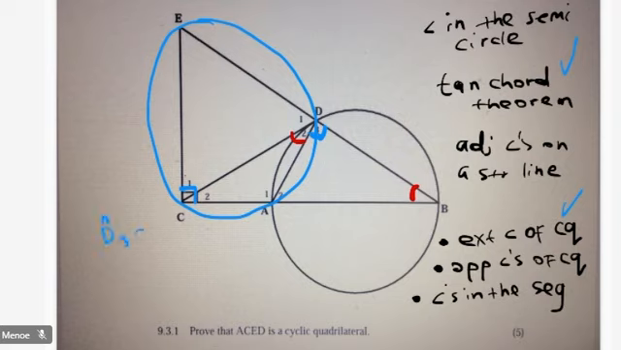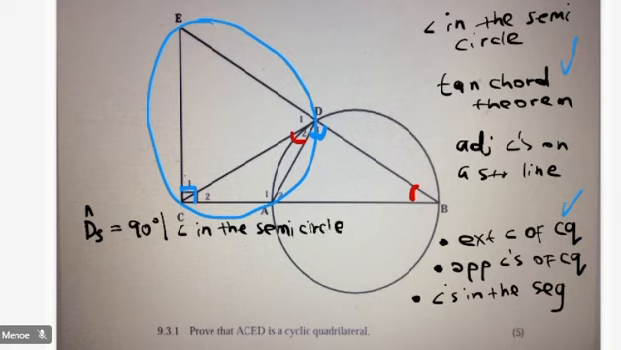D3 is equal to 90 degrees because angle in the semicircle, and we're going to say angle C is equal to 90 degrees because it is given, and we are going to tell them that D3 is equal to C because they are both equal to 90 degrees.